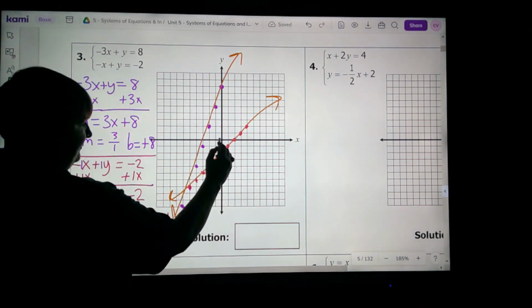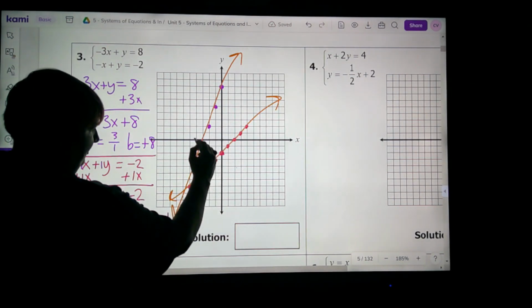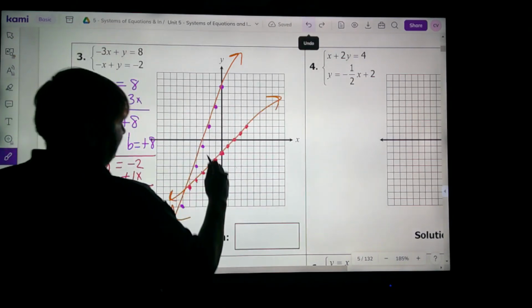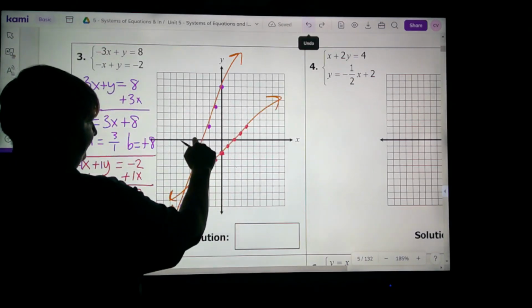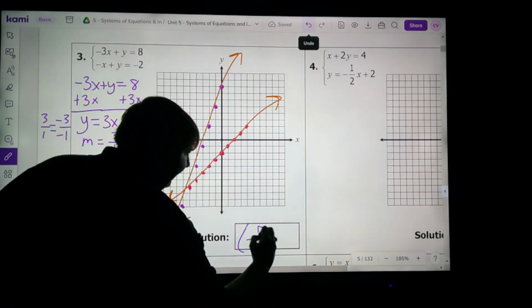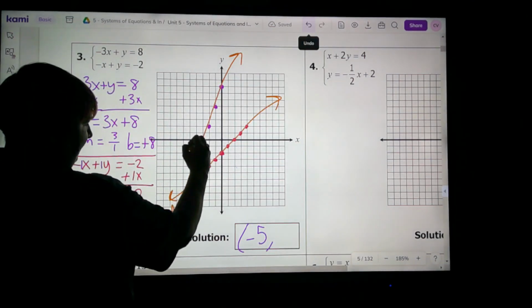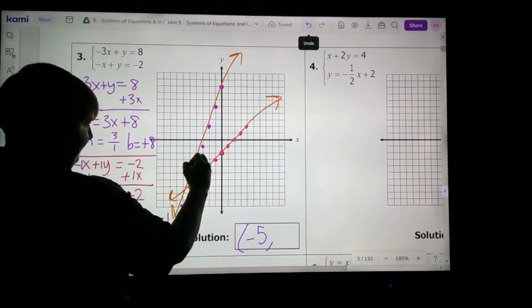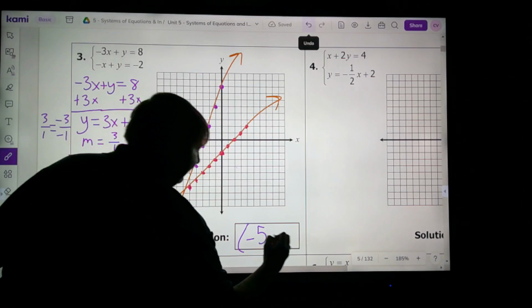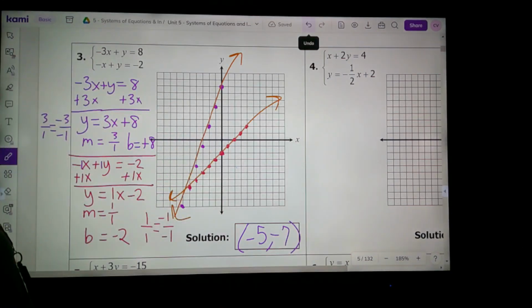And that is -1, -2, -3, -4. Let's try again. -1, -2, -3, -4, -5. So it's -5 for x. And then -1, -2, 3, 4, 5, 6, 7. -7 for y. You have to write it like coordinates because that is the solution. That is where the two lines are going to cross.